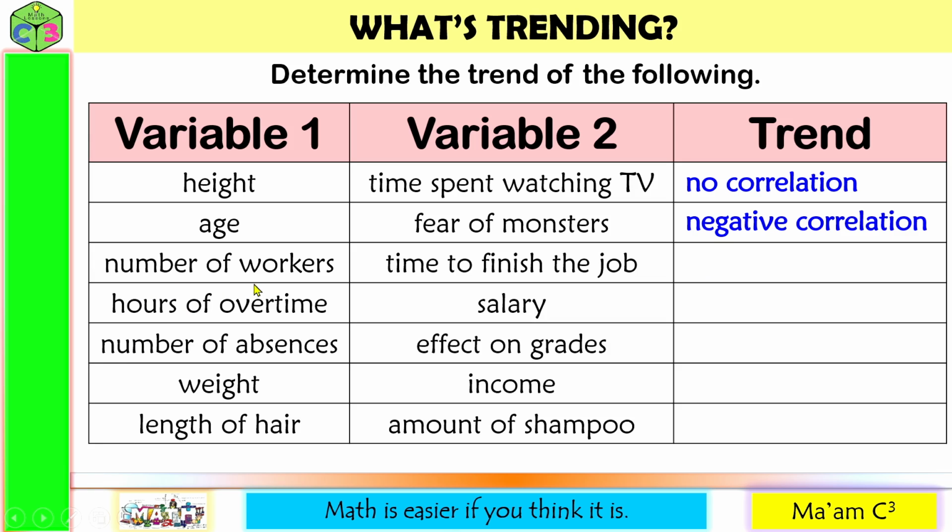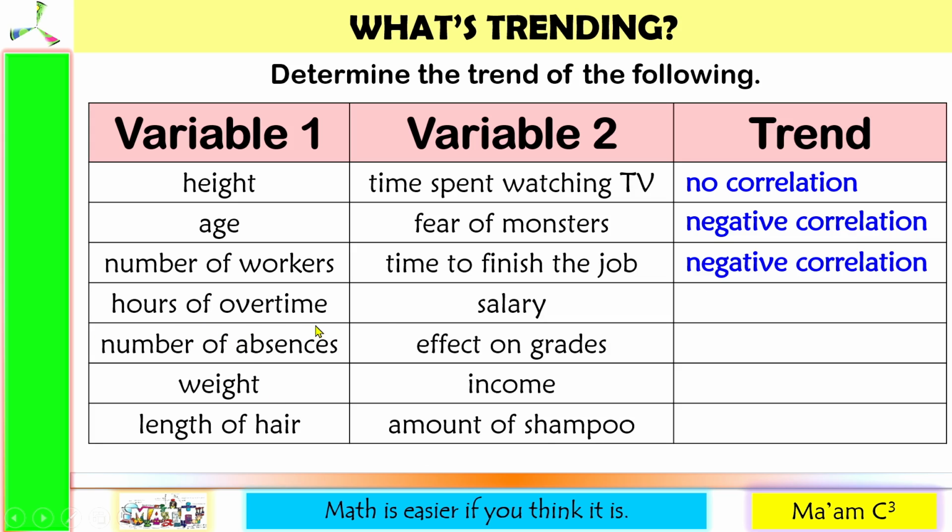Number 3, number of workers and time to finish the job. The idea is the more workers you have, the lesser the time you need to complete a job. So as your number of workers increases, the time to finish a job decreases. Also, negative correlation.